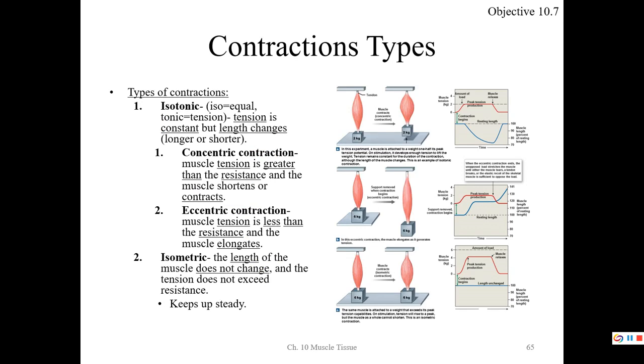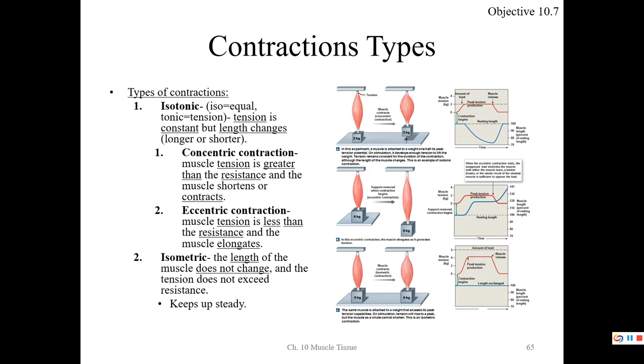Now, let's talk about different types of contraction. Let's talk isotonic and isometric. Iso means equal. Tonic means tension, equal tension. Tension is constant, but length changes. Now, let's say I have a muscle, and this muscle can only lift 10 pounds, and that's all it can lift. If I give it a 5-pound weight, that's half of what it can load. It will lift it with no problem. If I give it a 20-pound weight, that's twice what it can lift, and it will stretch out. Isotonic means tension is constant, but length does change.